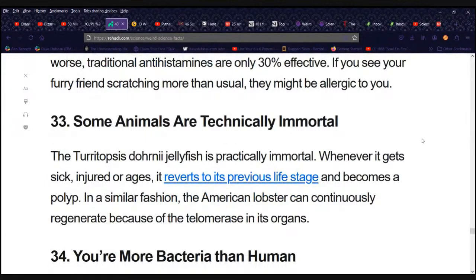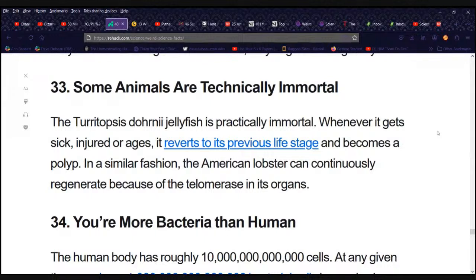Moving on. Some animals are technically immortal. Let's look at this for a minute, because some of these jellyfish are practically immortal because when they get sick or injured or age, they revert to their previous life stage, which is the polyp. And apparently the American lobster can continuously regenerate because of the telomeres in its organs.